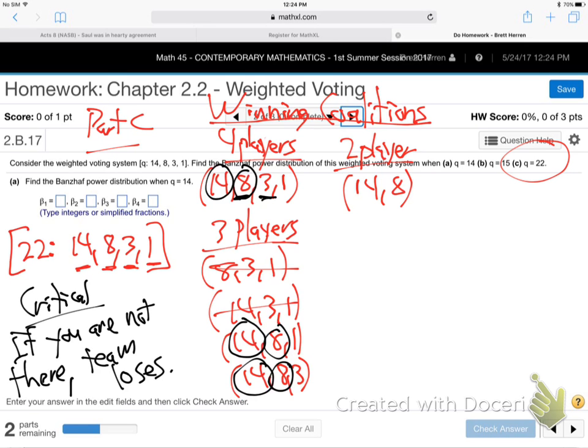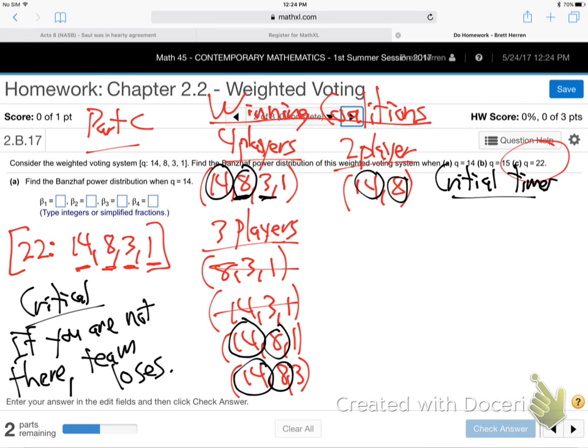Up here for the 2-player team, 14 and 8 are both critical, huh? If either one of them doesn't show up, they don't have 22. They're both critical. So there we are. We circled all the critical times. How many critical moments were there? 5 for the 5-player win, and 5 for player 2. Yeah, just counting all together.